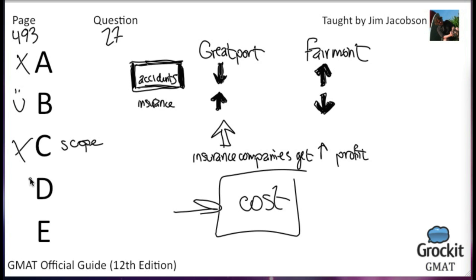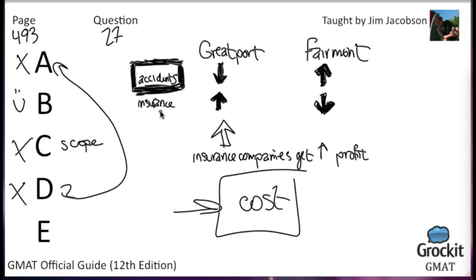Choice D, the condition of Greatport's roads and streets with the condition of Fairmont's roads and streets. Choice D is a lot like choice A. All that matters are the actual accidents as a result of those road conditions. So even if the Greatport roads are somehow way worse, the fact that they get into fewer accidents, or they're less likely to be in an accident, makes the road conditions irrelevant for purposes of this argument.